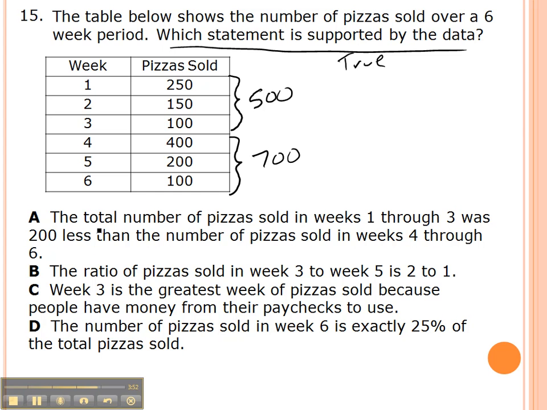Now let's read it again. The total number of pizzas sold in weeks 1 through 3 was 200 less than the number of pizzas sold in weeks 4 through 6. 500 is 200 less than 700, and we're looking for the true statement, so A is the correct answer.